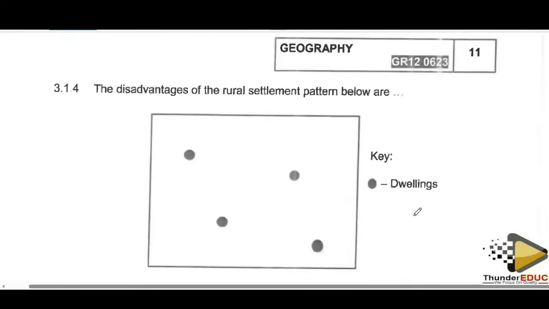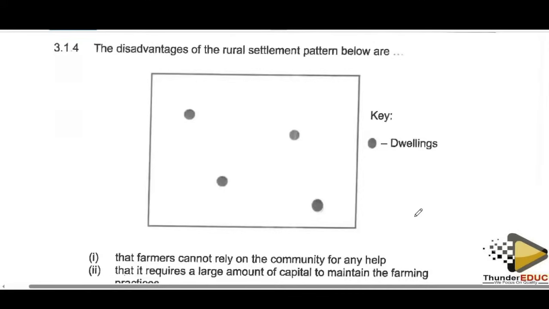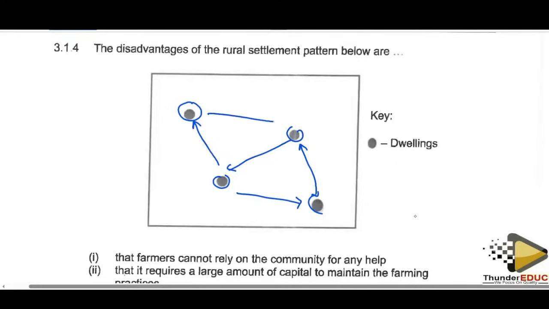Then 3.1.4, the disadvantage of the rural settlement pattern below. I think you can agree that this is going to be a dispersed pattern because settlements are situated far from each other. You can look at the distance. They are far from each other. See. So this pattern is referred to as a dispersed pattern.